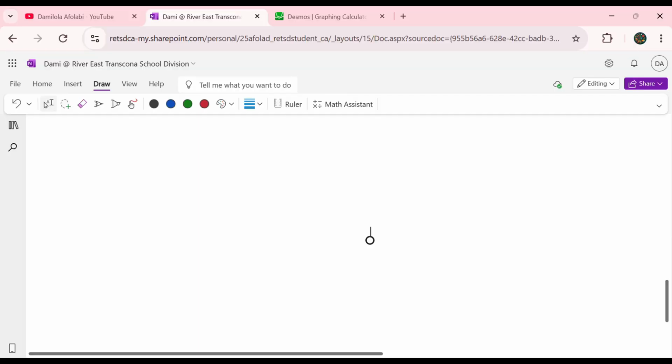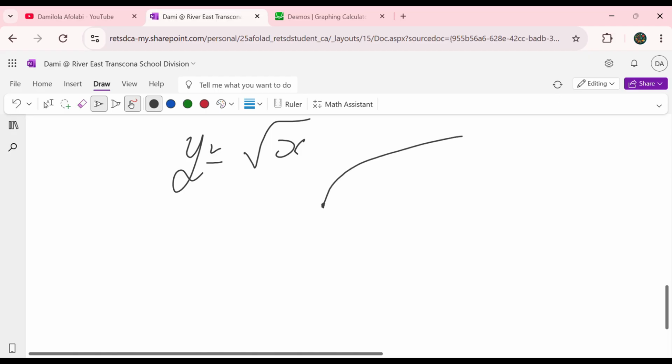Okay, hi guys. Today we're looking at transformations of square root functions. The parent function is y equals the square root of x, and the basic shape is this, because the square root of 0 is 0, so it starts at 0, 0. That's its origin, and then gently curls up, going 1, 1, 4, 2, 9, 3 and so on.